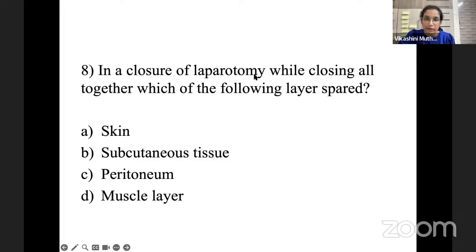In closure of laparotomy, while closing all together, which of the following layers is spared? So it's basically a mass closure. In this mass closure, which of the following layers is being spared? Skin, subcutaneous tissue, peritoneum, or a muscle layer? So which of the following?